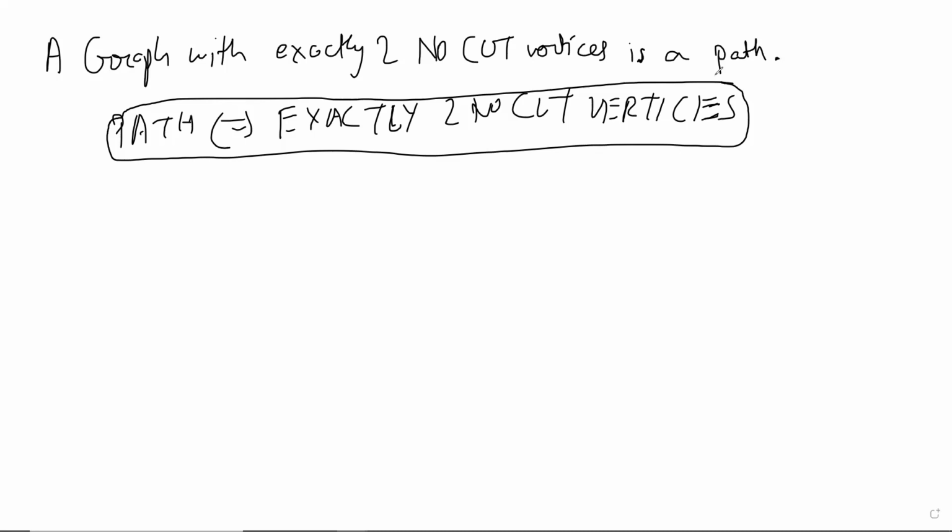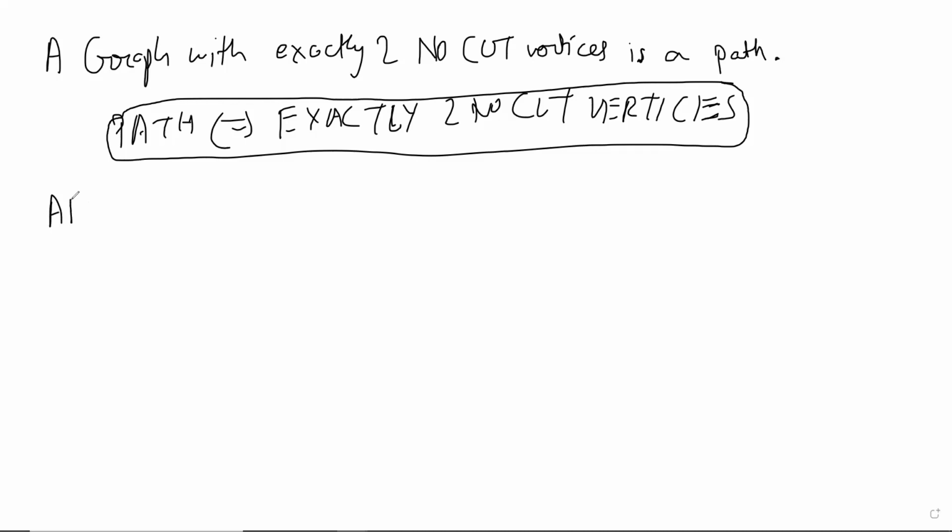Similarly, now we have actually defined a path as a solution of a minimization problem. A path is a graph with the minimum number of no-cut vertices, because every graph has at least 2, we know. So this is sort of a universal definition of a path: defining something as the minimum of some property.